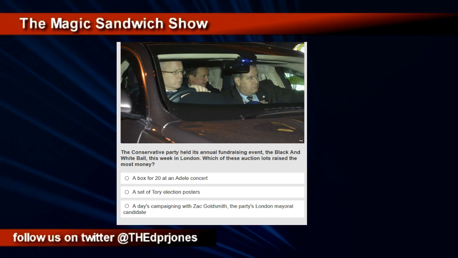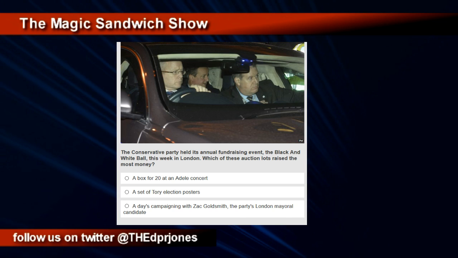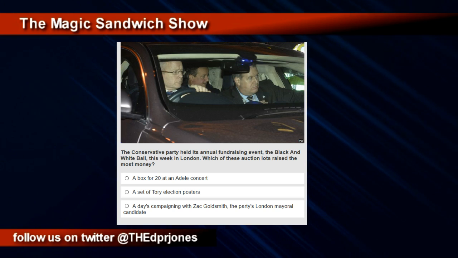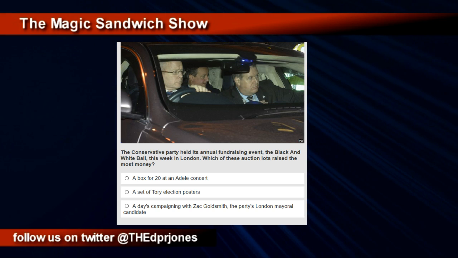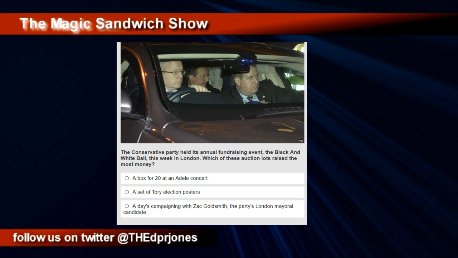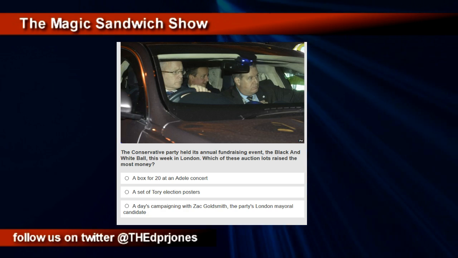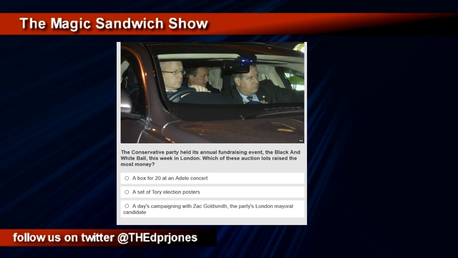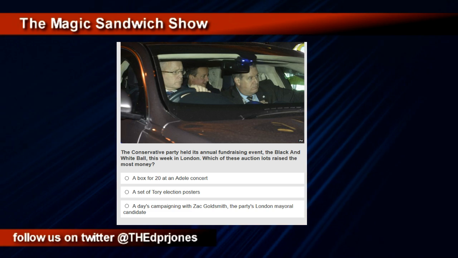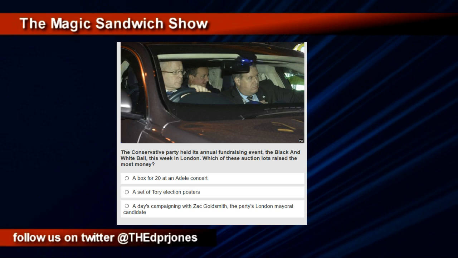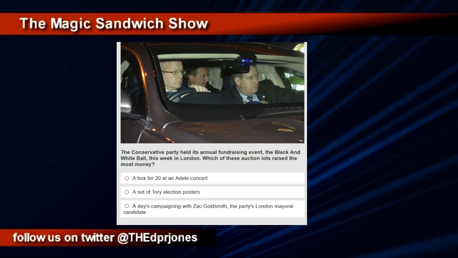Again, this is sort of more topical for me. The Conservative Party held its annual fundraising event, the Black and White Ball, this week in London. Which of these auction lots raised the most money? A box for 20 at an Adele concert, a set of Tory election posters, a day's campaigning with Zac Goldsmith, the party's London mayoral candidate.